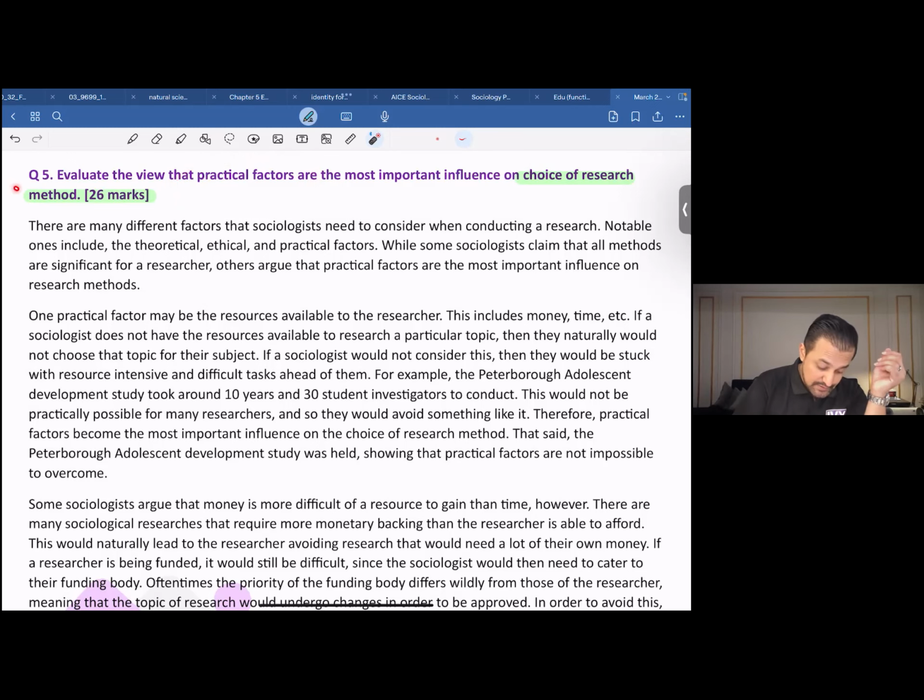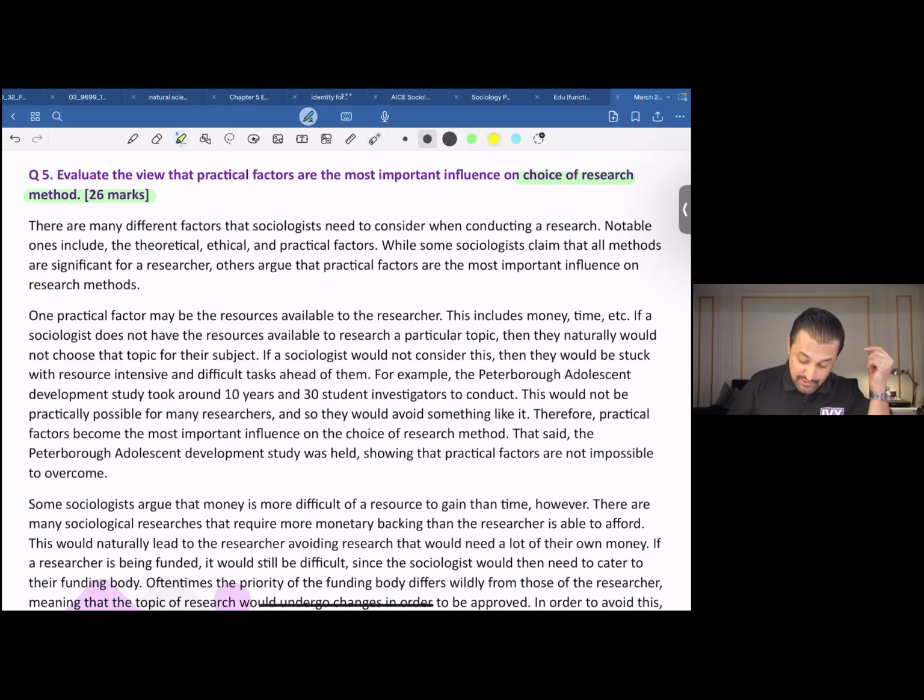So to begin with the introduction here, there are many different factors that sociologists need to consider when conducting a research. Notable ones include the theoretical, ethical, and practical factors. While some sociologists claim that all methods are significant for a researcher, others argue that practical factors are the most important influence on research methods. Now, we're starting off with the idea that practical factors play the most important role here, right? So, to begin with, one practical factor may be the resources available to the researcher.